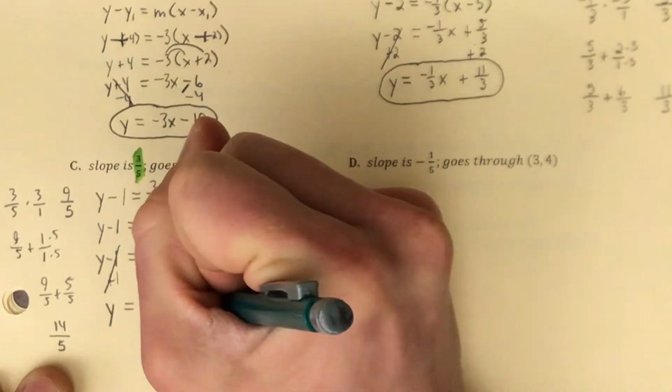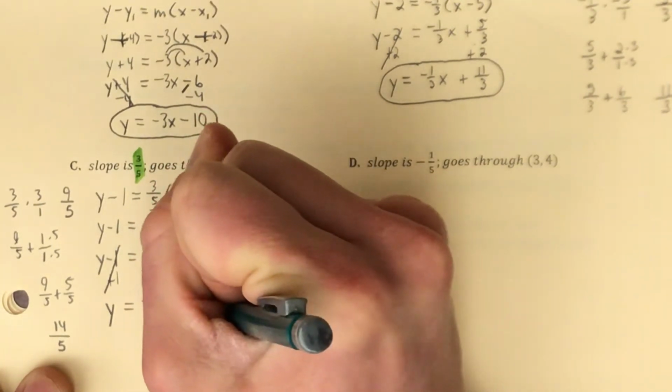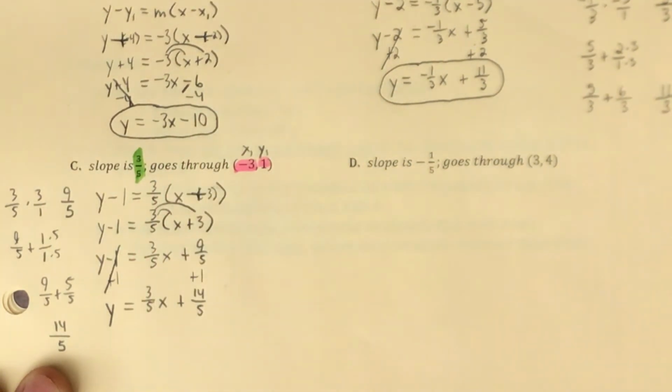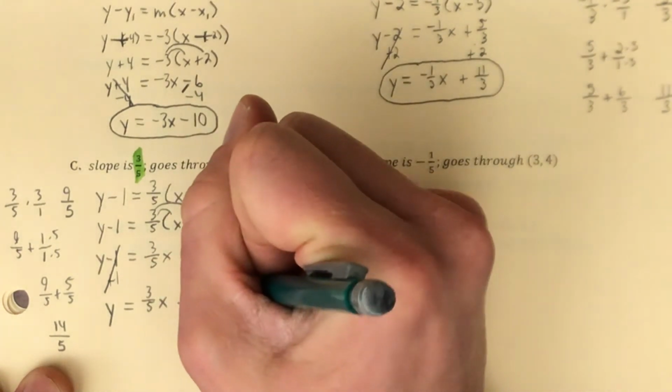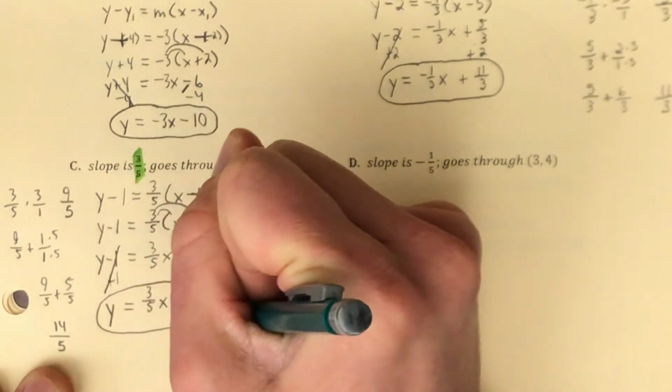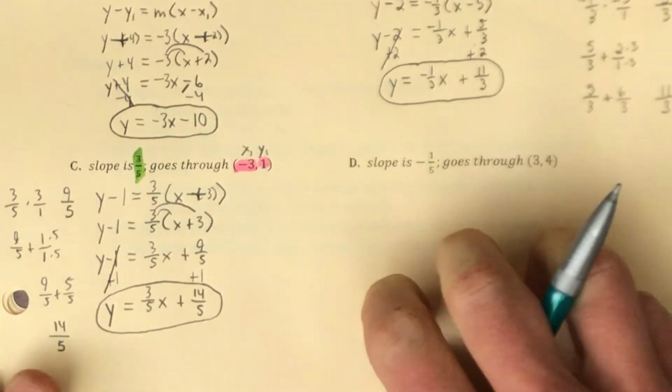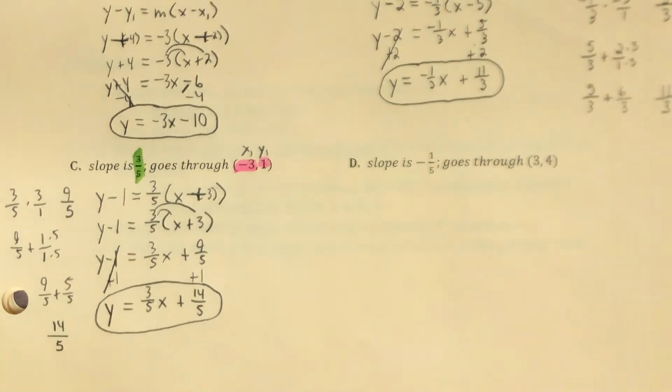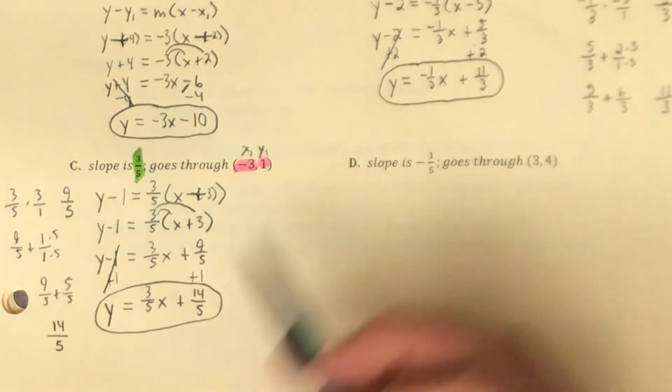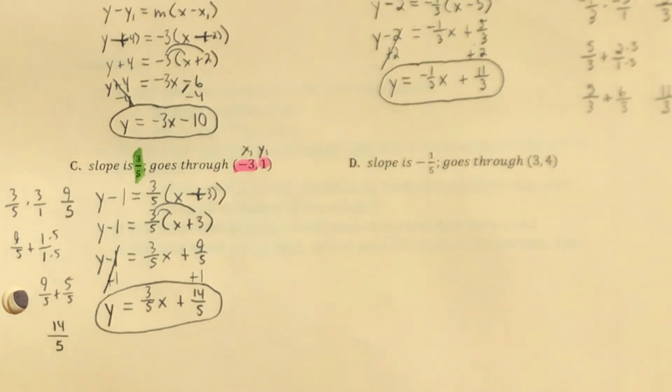So positive 14/5. So my final equation of the line that goes through the point -3, 1 and has a slope of 3/5 is y equals 3/5 x plus 14/5. So again, that's super pretty. We're ending up with fractions here, but that happens sometimes, right? Always check to see if they can be reduced down, which neither of those two examples could, but if they can, make sure that you do that.